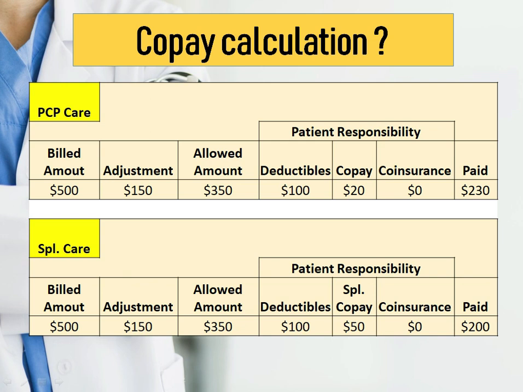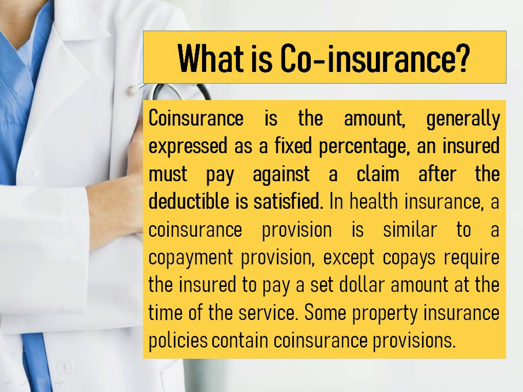All right, let's move on to co-insurance. So what is co-insurance? Co-insurance is an amount, generally expressed as a fixed percentage, that an insured must pay against a claim after the deductible is satisfied. In health insurance, a co-insurance provision is similar to the co-payment provisions, except copays require the insured to pay a set dollar amount at the time of service. Some property insurance policies contain co-insurance provisions.